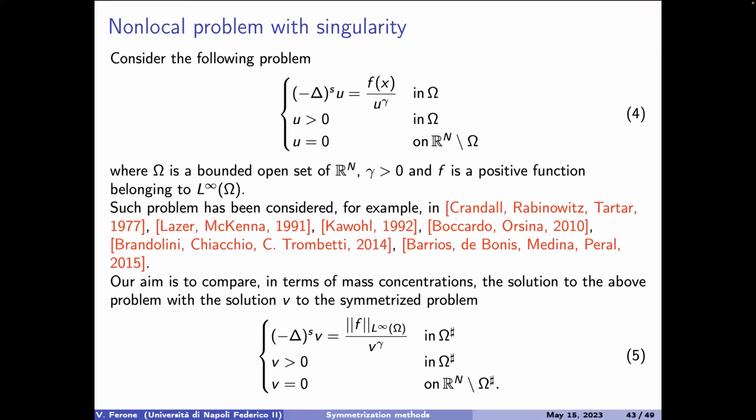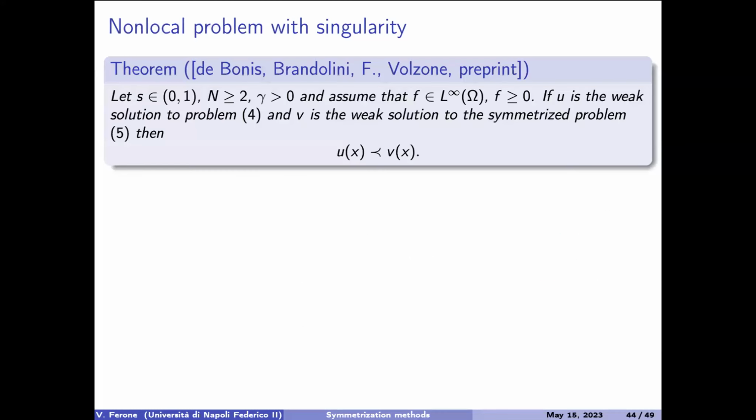Gamma is positive. Only? Yeah, gamma only positive, I mean. Only, okay. No upper bound. You can put any power at all. No upper bound for gamma. Okay. I don't know.